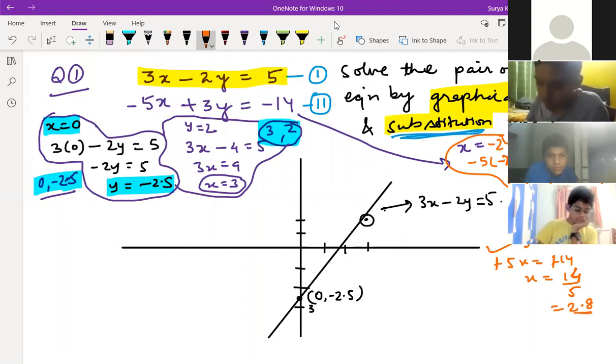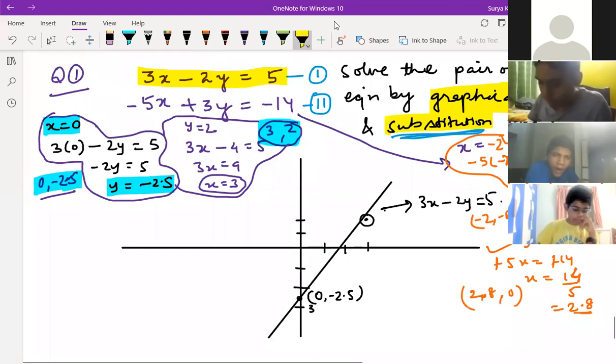Yes, Sai Charan? Sir. So from here you are getting -2 comma -8, and from here you can get 2.8 comma 0, right? Again you can draw this one on the number line.